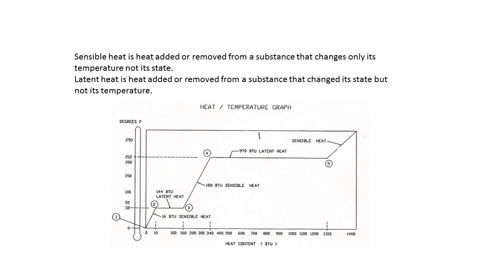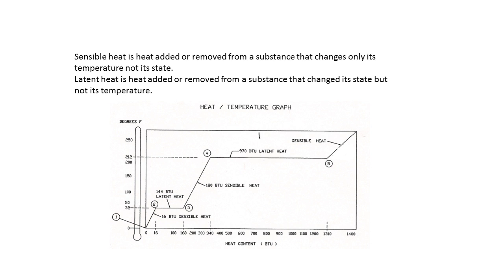The graph depicts how much heat is transferred to a pound of water at different temperatures and the different states the water is in. When the water is in the solid form, ice, it takes 16 BTUs of sensible heat to raise its temperature from 0 to 32 degrees Fahrenheit. At 32 degrees Fahrenheit, it takes an additional 144 BTUs of latent heat to melt the ice and turn it into water.